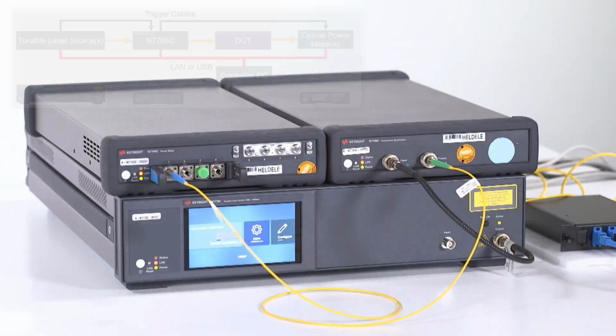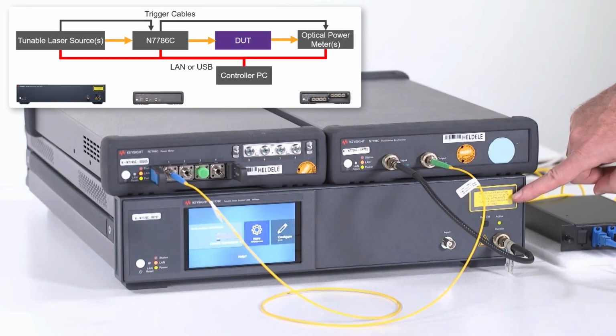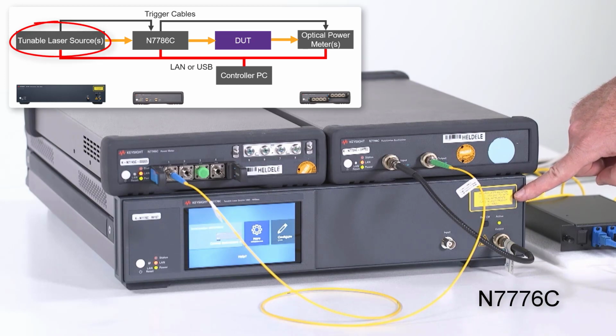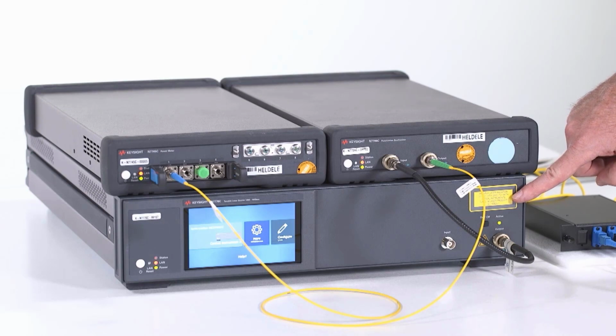So this is a setup that we start with generating an optical signal with a tunable laser. This is one that can sweep over a 200 nanometer wavelength range, including the C-band and L-band, which are most relevant for DWDM transmission systems, for instance.